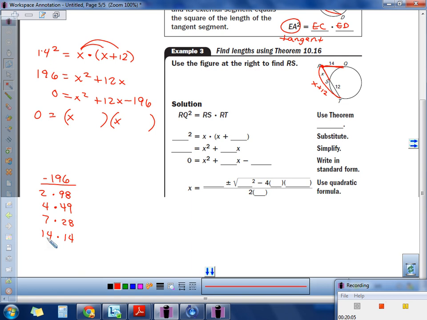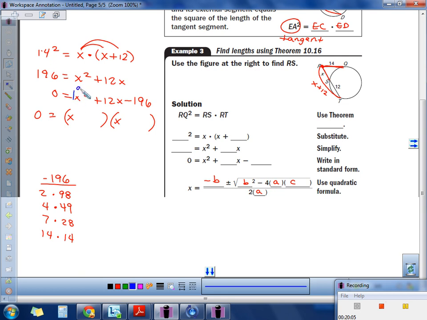So we have to use this formula, the quadratic formula, which is right here. So this formula says negative b plus or minus the square root of b squared minus 4 times a times c all over 2a. That's the formula we're going to plug into. And here's where those a, b, and c terms come from.